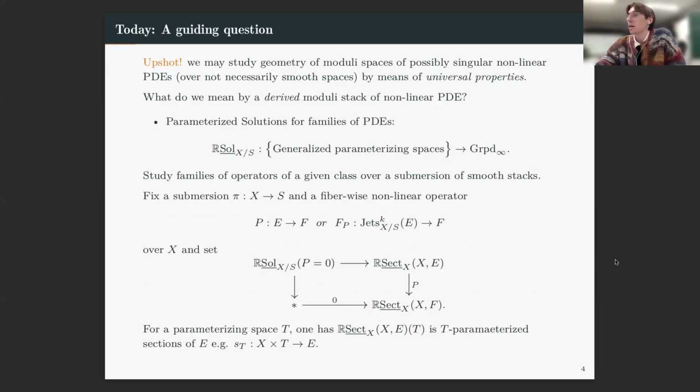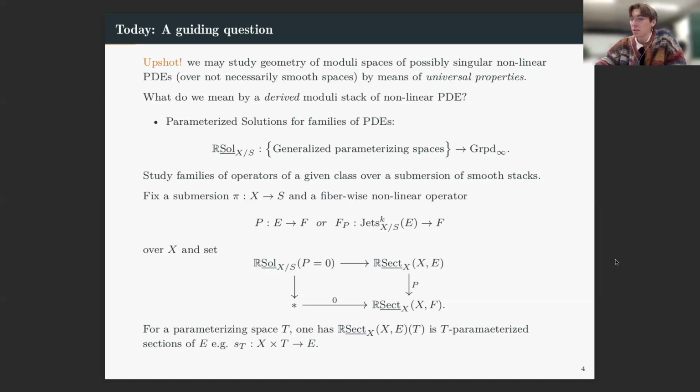So the upshot is that we can study global objects over not necessarily smooth spaces. Over your X will be a space of dependent variables for us throughout the talk. It doesn't necessarily have to be a smooth manifold or a variety or complex analytic space. It could be some kind of orbifold even. Why would you want to do that?